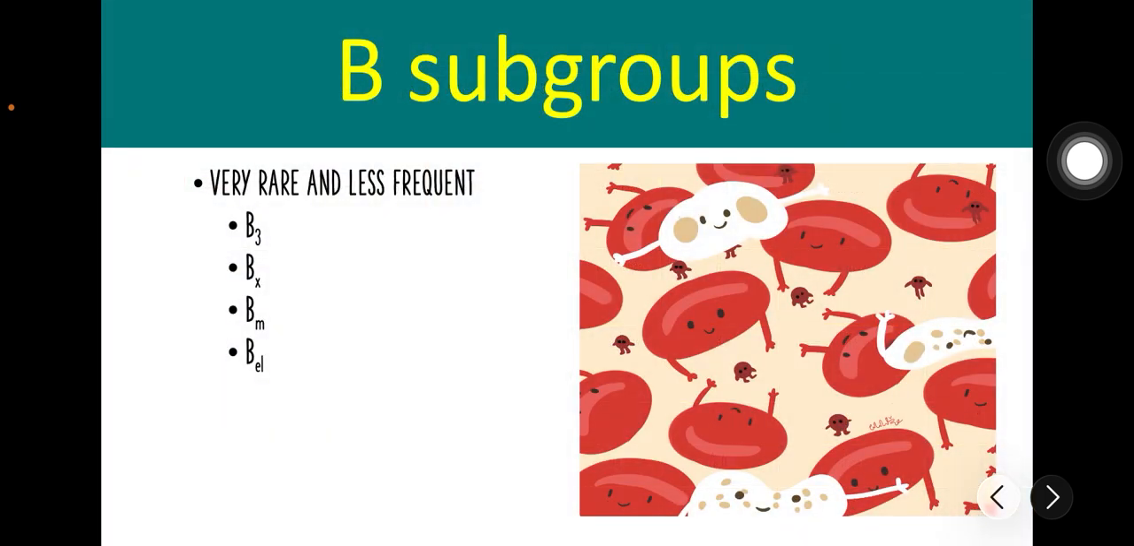Next, we have B subgroups, which are rare variations of the group B blood type that are characterized by a significantly reduced number of B antigen sites on the red blood cell surface. While they follow the same general principles as A subgroups, they are much rarer in the population. Like A subgroups, these are caused by the inheritance of alternate alleles at the ABO locus on chromosome 9.